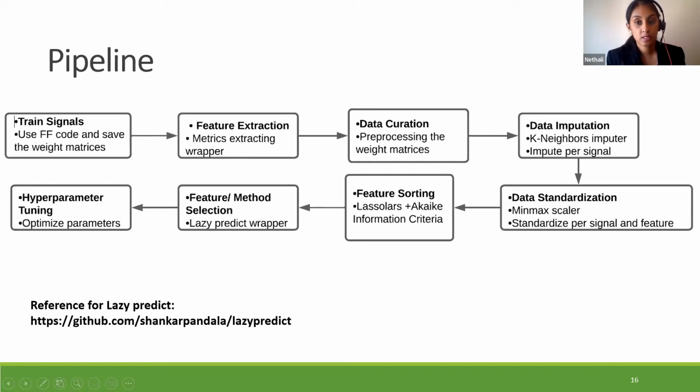And when it comes to data standardization, again, we use the min-max scaler to scale it. And then the standardization is also done per signal. And then for feature sorting, we use lasso loss and Akaike information criteria. I'll show you this in a minute. And then for feature and method selection, so which features am I going to use, which classifier method I'm going to use, I'm going to use the lazy predict wrapper to help me with that. I'm going to show you that also in a little more detail later. And then finally, we do hyperparameter tuning to optimize our parameters.